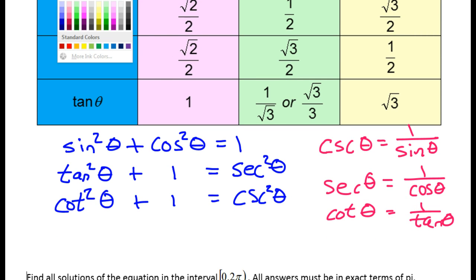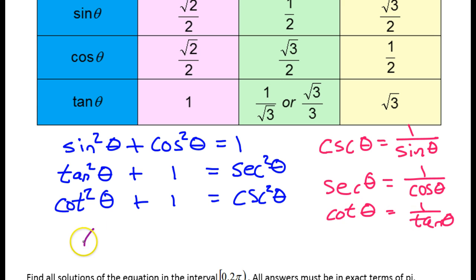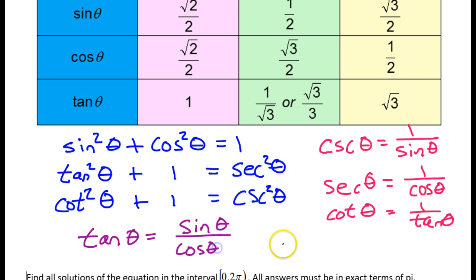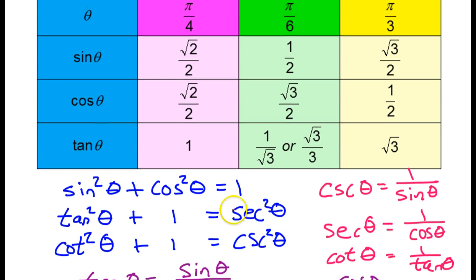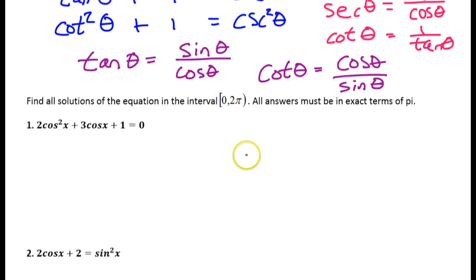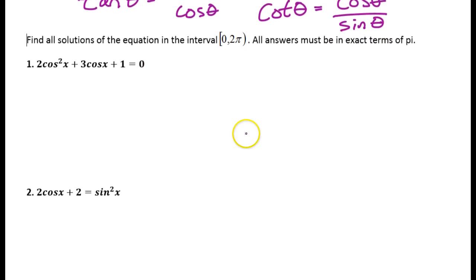Speaking of tangent and cotangent, I'm going to assume you know that tangent is sine over cosine. So therefore, cotangent is equal to cosine over sine. So all of this information needs to be bubbling around in your brain as you go to do these problems. Alright, enough background. Let us begin.